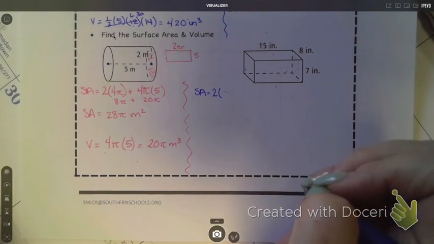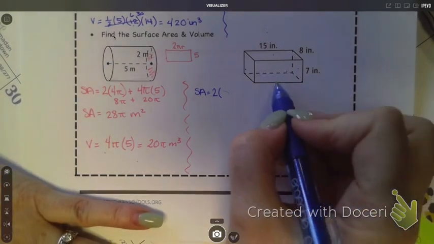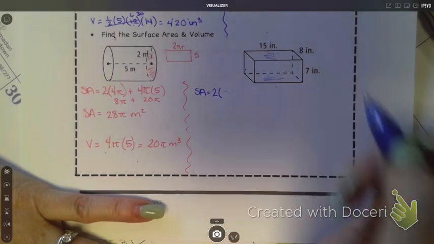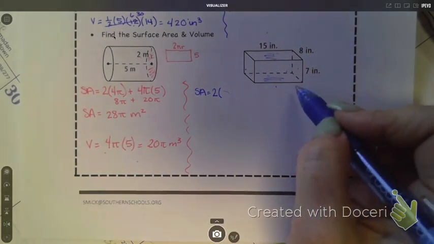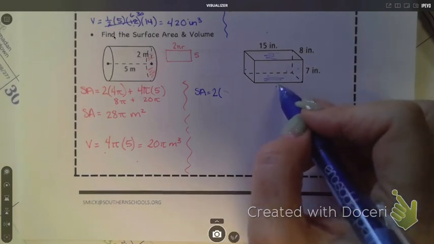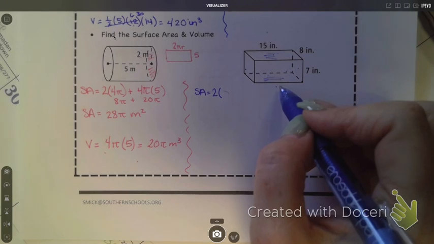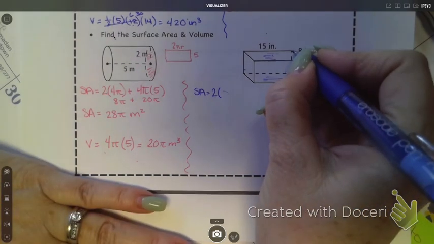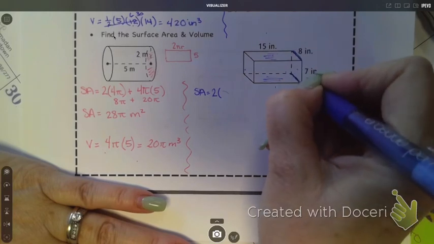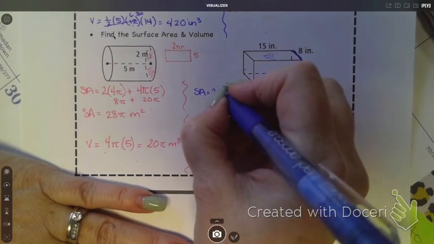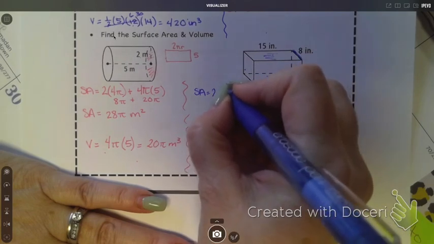Let's go bases. So the bottom and the top. What are they? What by what? 7 by 15. Okay. This is 8 up here. So this is what down here? 8. So it's 8 by 15. So 15 times 8.